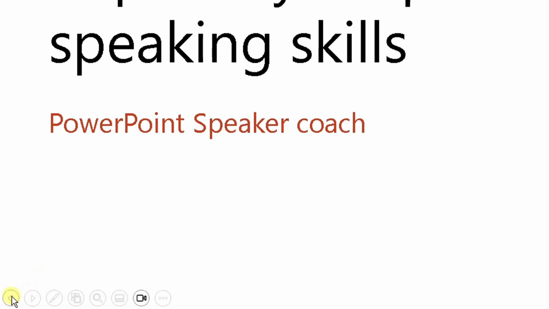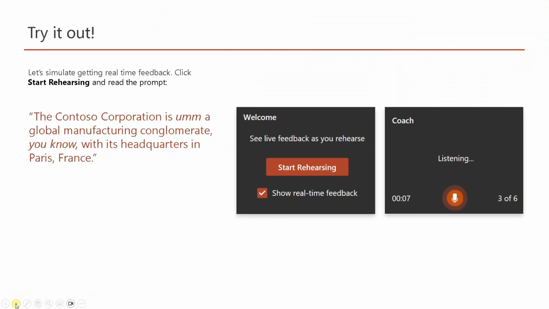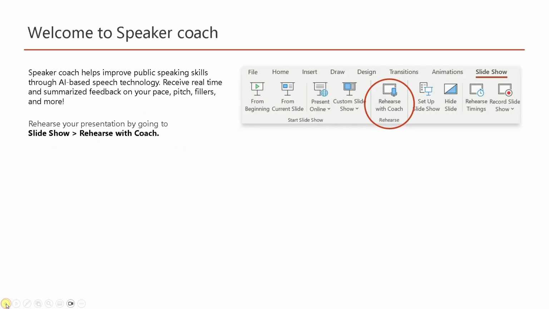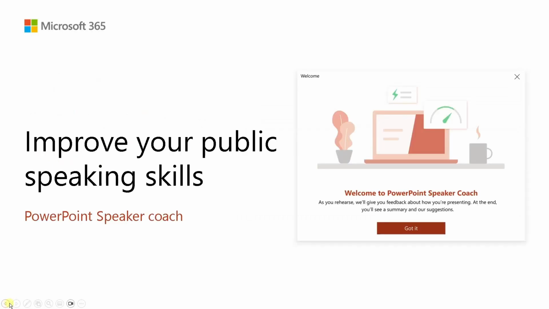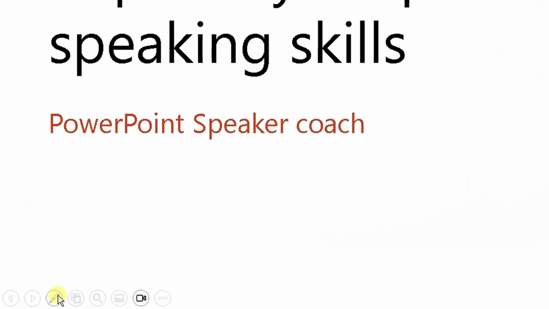So the 2 arrows, the left arrow goes left, back a slide in your PowerPoint presentation. The right arrow goes forward a slide, so I click it, it goes forward. So if I click the left button here, the left arrow, it goes back a slide here. Now the third icon is this pen tool here.